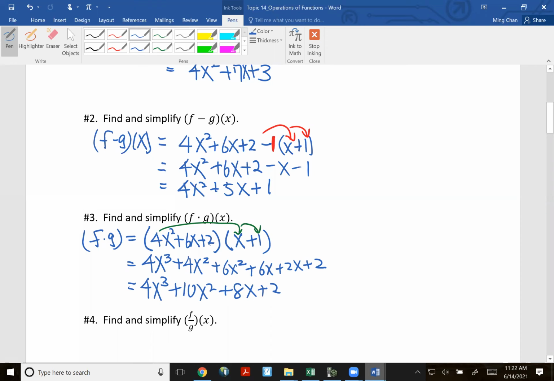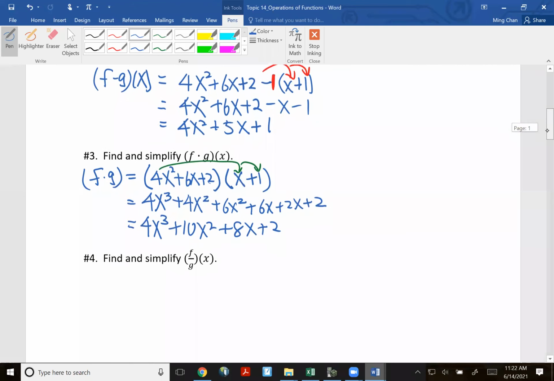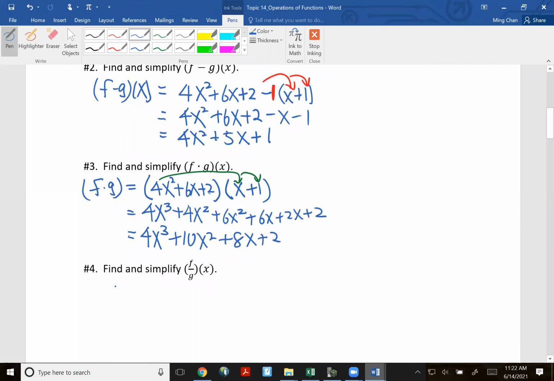Now, dividing the two polynomial functions is a little bit trickier because it actually requires us to simplify a little bit. So I'm going to give it a try, okay? I'm going to see if I can simplify. So I'm going to take function f divided by function g.